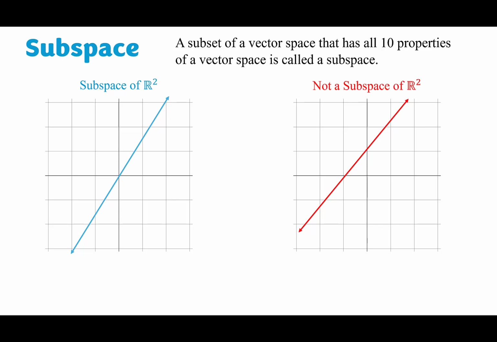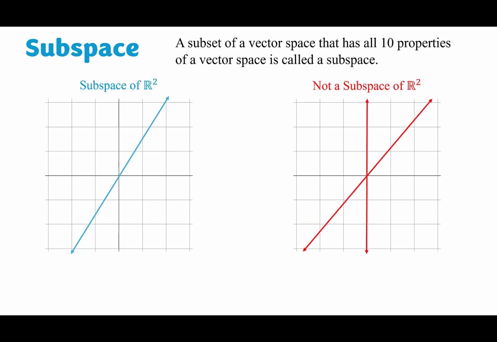So the vector (0, 1.1), if you add that to itself, you get (0, 2.2), and that's definitely not on the line anymore. And also, any scalar multiple of a vector on this line would give you a new vector that's not on this line. So this is not a subspace of R2.